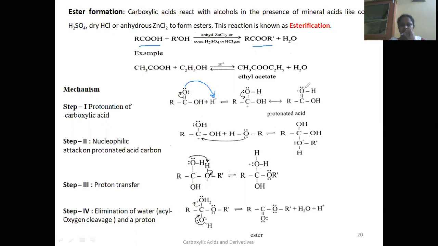This is the resonance structure. This is not that much important. This is the resonance structure of this molecule.